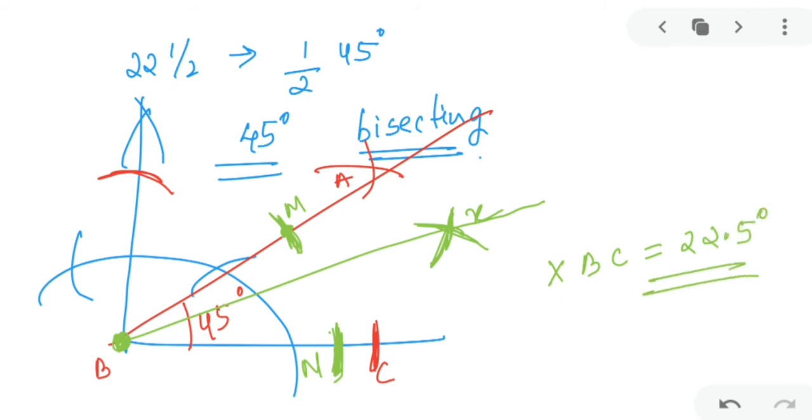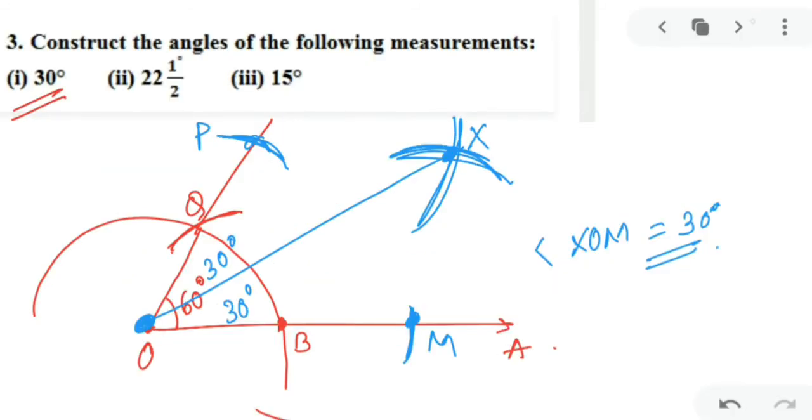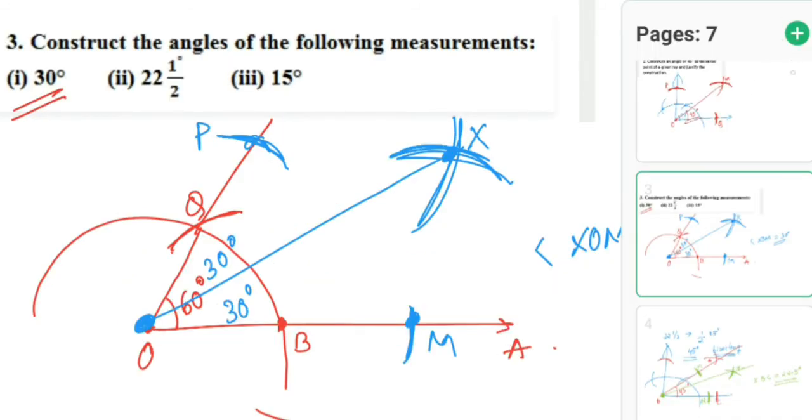Got my point clear? Next you have to also make 15. Now 15, if you want, you can bisect 30 degree and you will get 15. So you know how to get 30 degree.